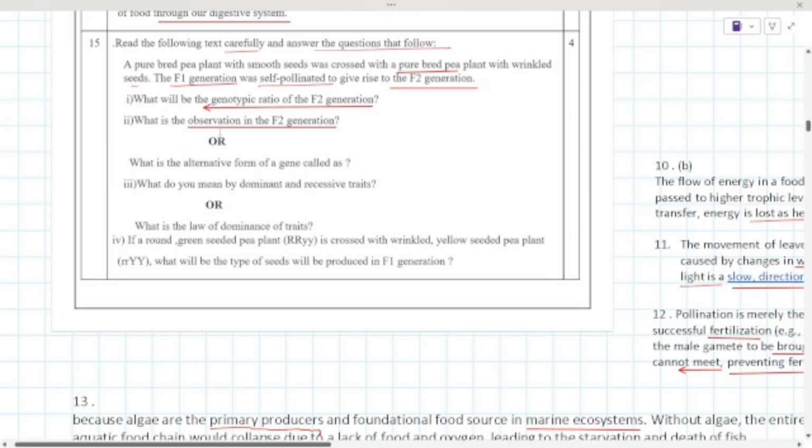Now let's see here. There is a question in the second number. In the second number you have to do only one of these. So let's see the other one. What is the alternative form of a gene called? Or you can say, the other name of the gene.